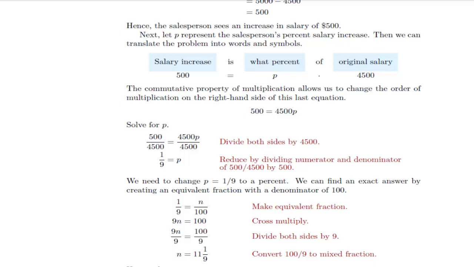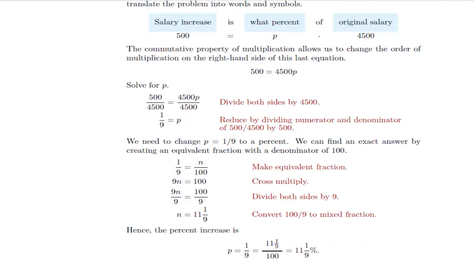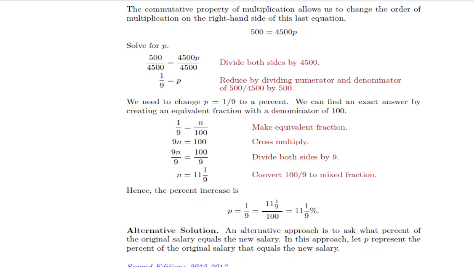So 1 over 9 equals the equivalent fraction n over 100. We'll cross multiply to get the product of 9 and n equal to the product of 100 and 1, which is 100. We'll divide both sides by 9 to get n by itself. On the left, 9 times n divided by 9 is n, and on the right, 100 over 9 is equivalent to the mixed fraction 11 and 1/9. Hence, the percent increase is P equals 1 over 9 equals n over 100, since n is 11 and 1/9, which is equivalent to 11 and 1/9%.